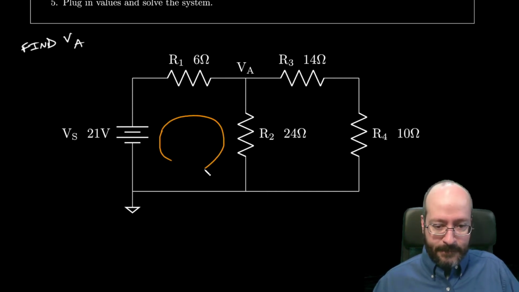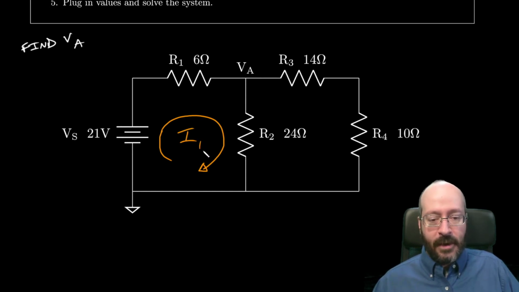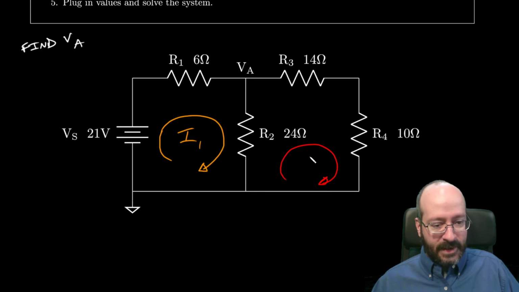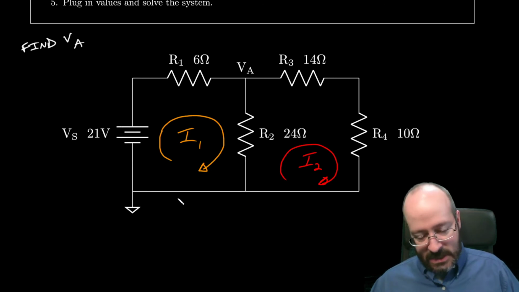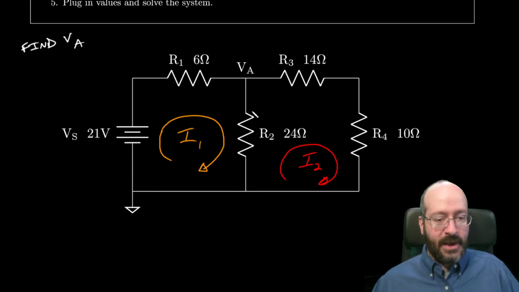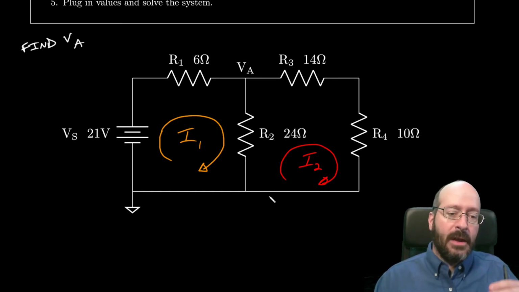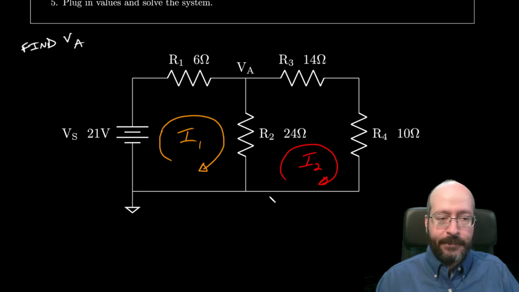Okay, so let's label them. And I usually have you pick clockwise or counterclockwise for each of them. You can mix and match all you want. Okay, and let's say this one is I2. I'm just kind of squeezing them in where I can, but what I'm saying is I1 goes around here in the clockwise direction, and I2 goes in the clockwise direction around there. Okay, so we have our mesh currents labeled.